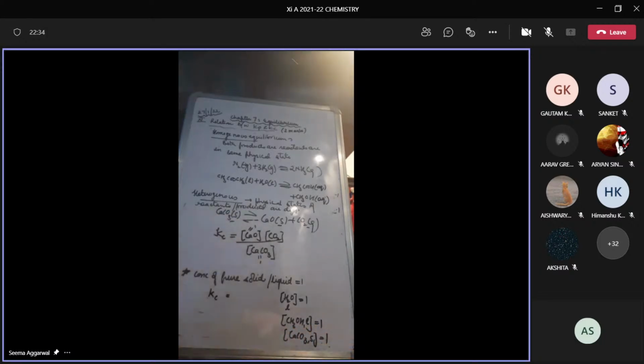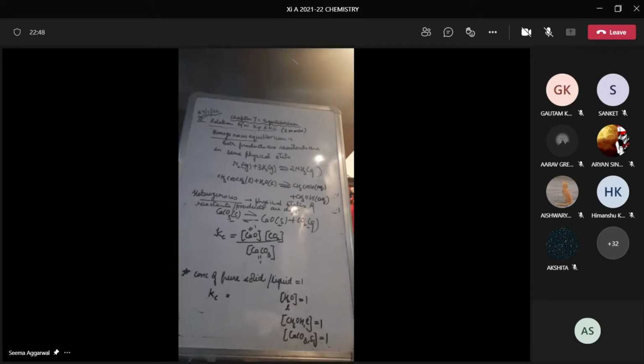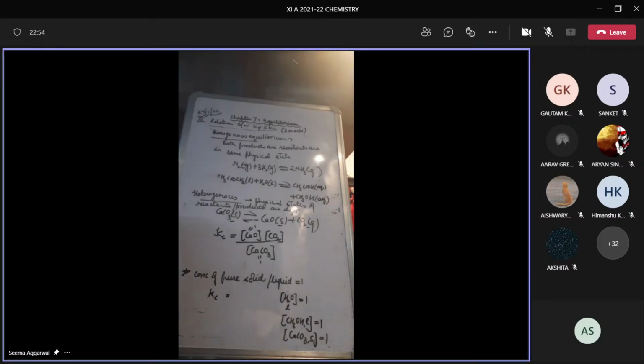If I am given that it is a solid, for example calcium carbonate solid, then the concentration of it, because concentration is of a solution. So if I am not making a solution of it, if it is a pure solid or a pure liquid, its concentration is always taken as 1. Is the point clear? This point you have to remember, because the concentration is only of a solution. If I am not making a solution, if it is pure, then its concentration is 1.